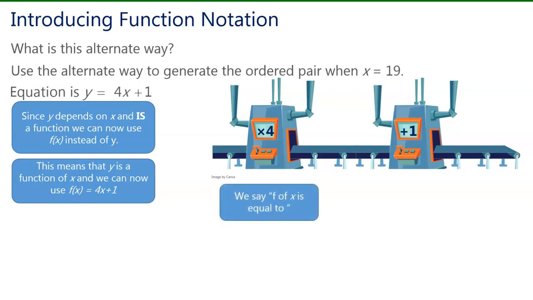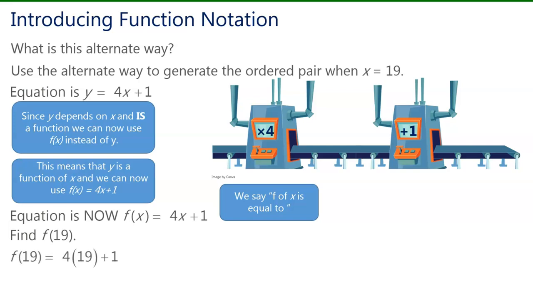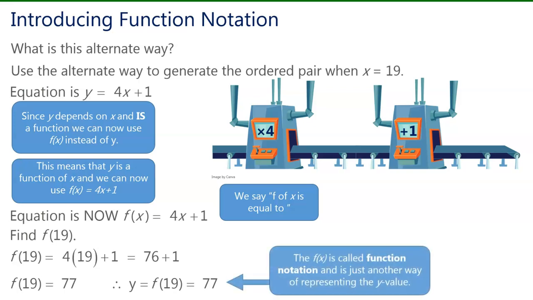But that's a mouthful. So we say f of x is equal to, rather than f bracket x close bracket. Our equation is now f of x equals 4x plus 1. Let's find the f of 19, which is the y number when x equals 19. F of 19 is 4 times 19 plus 1. We do the order of operations first to get 76 plus 1, so the f of 19 equals 77. Y, which is the f of 19, is 77. The f of x notation is called function notation and is just another way of representing the y value.